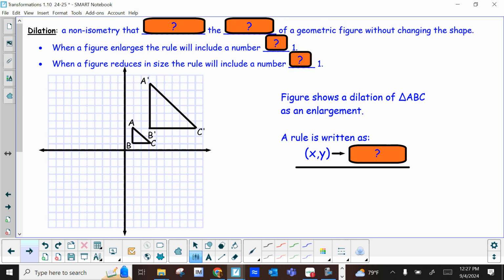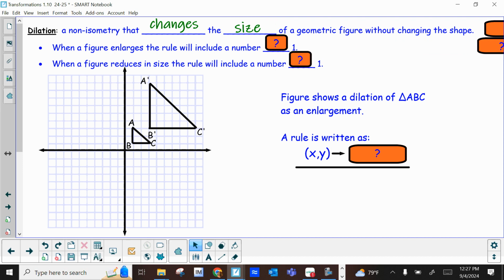Let's do a dilation. Last one. A dilation is a non-isometry because it changes the size of the geometric figure, but it doesn't change the shape. So when a figure enlarges, the rule will include a number greater than 1. When a figure reduces in size, the rule will include a number less than 1.